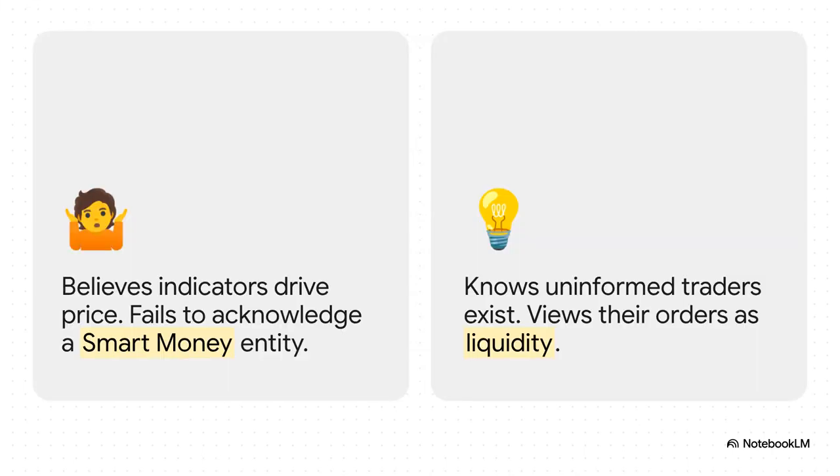And here you see the two worlds side by side. It's night and day. The uninformed trader relies on indicators and often doesn't even believe a smart money entity really exists. Meanwhile, smart money's entire strategy is built on knowing that those traders are out there. And they view their predictable stop orders as a giant pool of liquidity just waiting to be engineered and captured.